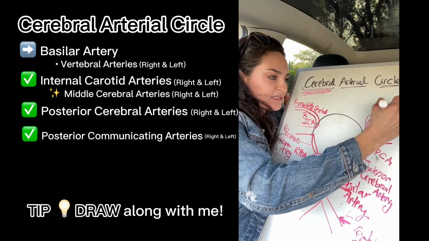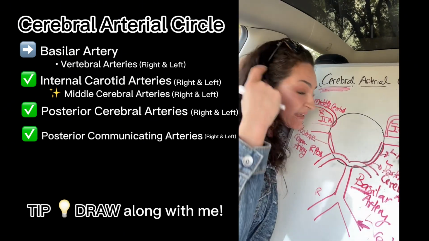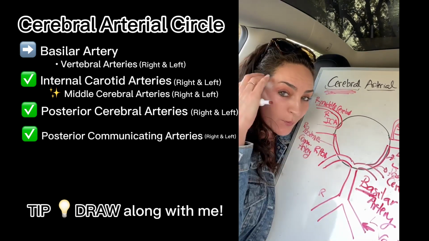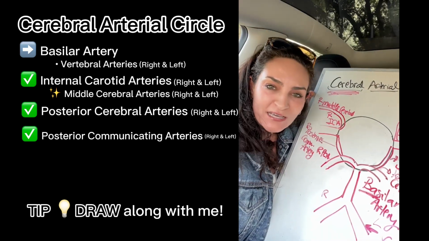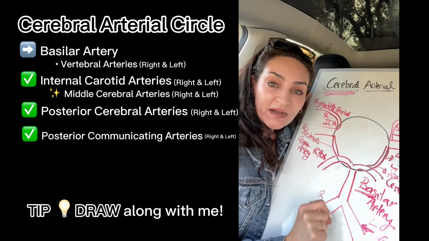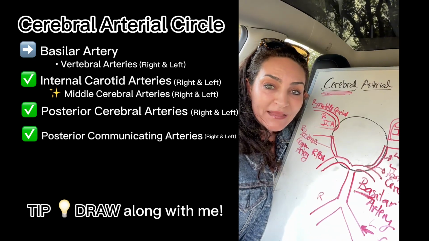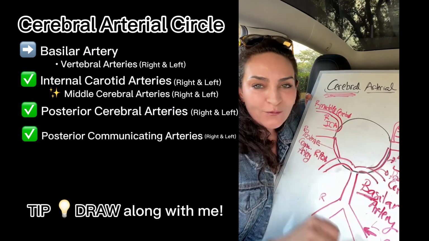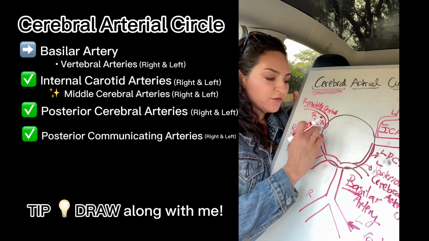Left middle cerebral artery. Guys, the middle cerebral arteries go through the lateral sulcus. The lateral sulcus is the sulcus that separates the temporal lobe from the frontal and parietal lobes. Consequently, if the middle cerebral artery is running along the lateral sulcus, it is the artery supplying blood to the frontal lobe, parietal lobe, and temporal lobe. Good job.